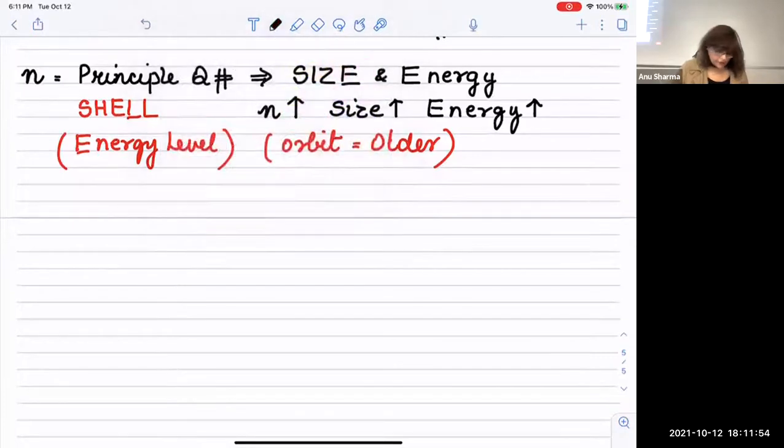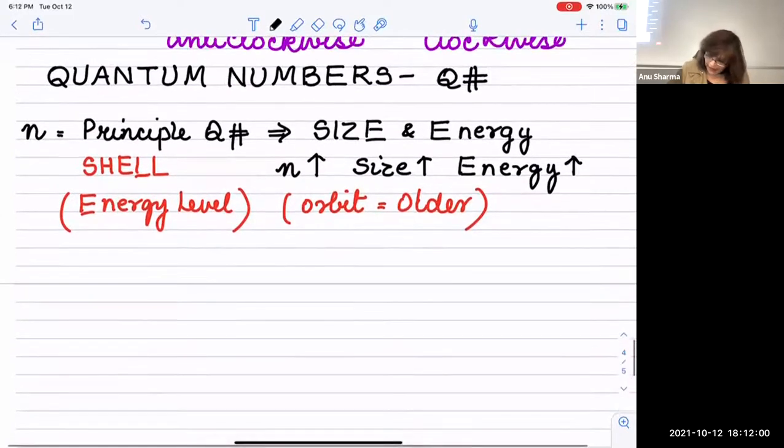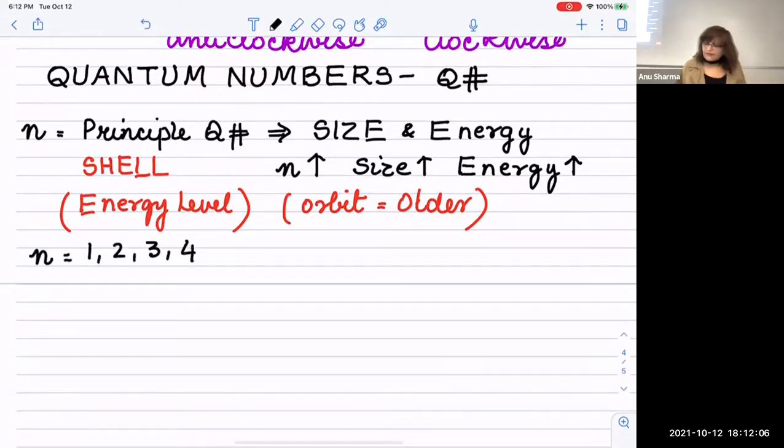So that's one piece. Okay, next, what are the values of n? How can you write down what would be the value of n? The values could be 1, 2, 3, 4. It's very simple. That means energy level 1, energy level 2, energy level 3, energy level 4. Or more commonly, we call it shell number 1. These are the shell numbers. So shell number 1, shell number 2, shell number 3, shell number 4.